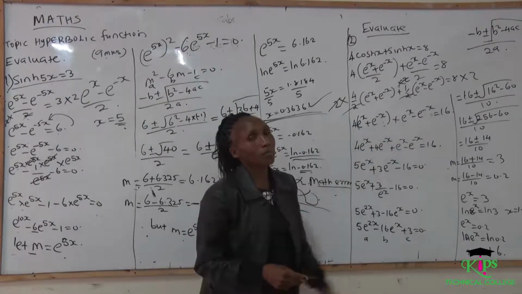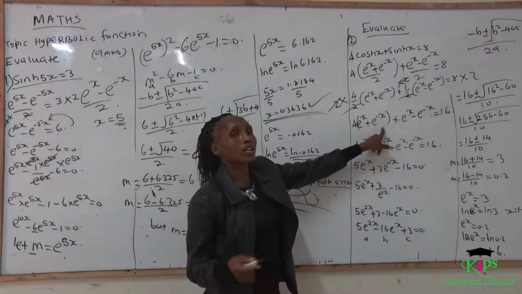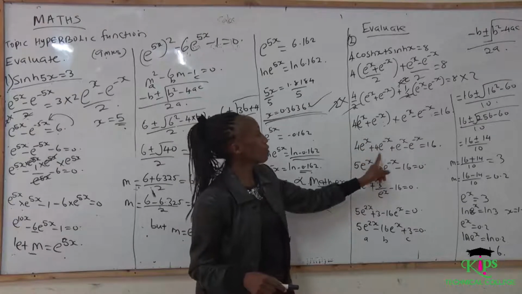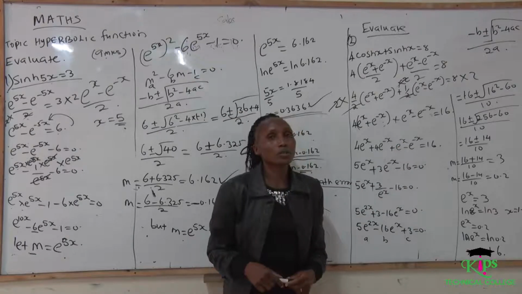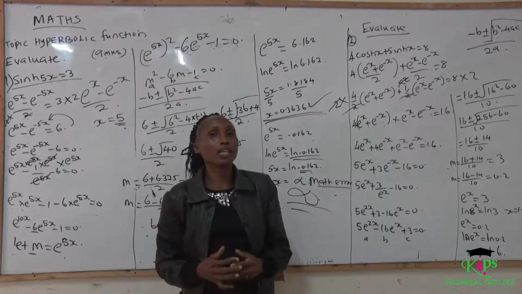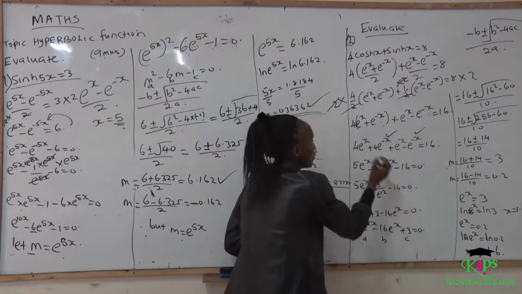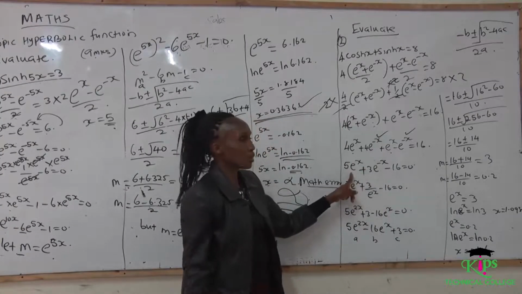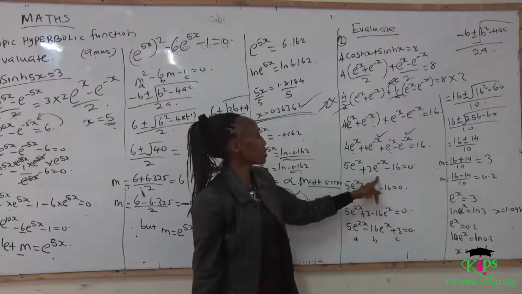From there, let's open the brackets. If you open the brackets, you multiply all through by 4, that is the value inside the bracket. You get 4 exponential x plus 4 exponential negative x plus exponential x minus exponential negative x is equal to 16. And then we collect the like terms, positive with positive, negative with negative. 4 plus 1, you get 5 exponential x. 4 minus 1, you get 3, which is plus 3 exponential negative x.